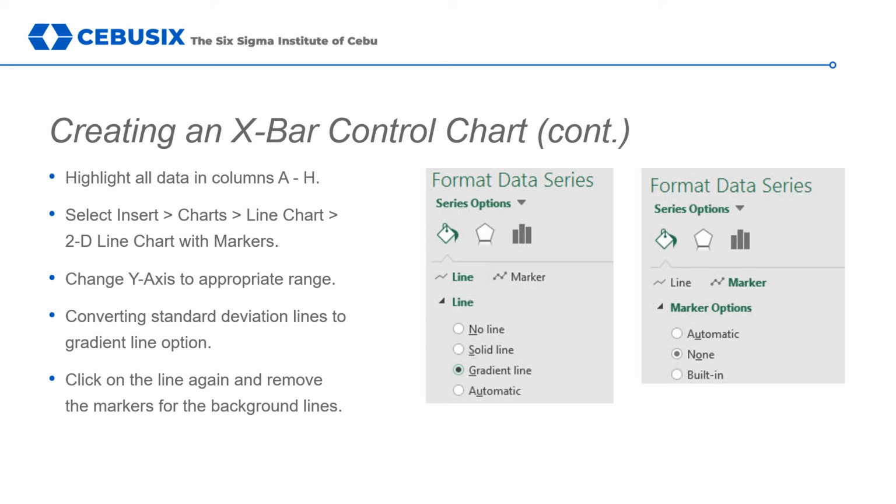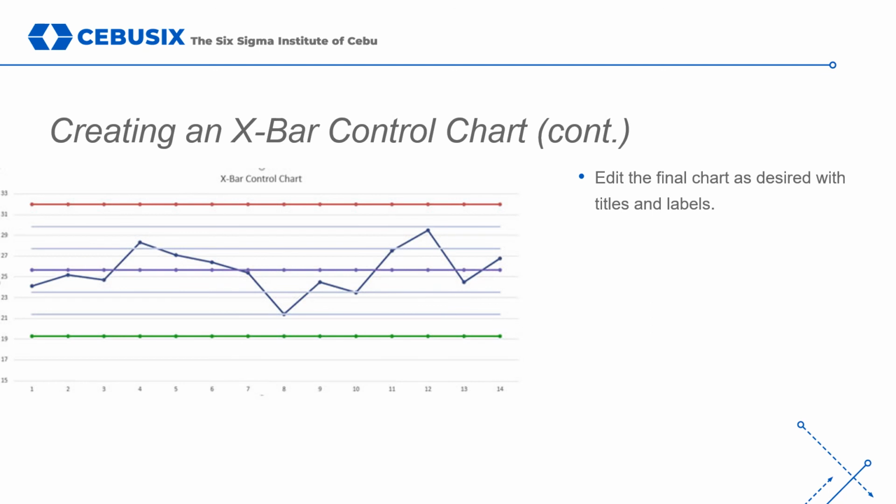You can also remove the markers from the upper and lower control limit lines as well as the mean line if you wish to do so. Lastly, we want to go ahead and edit the finished chart by changing the title and modifying the labels as you see fit.